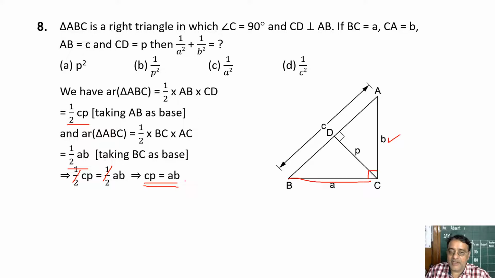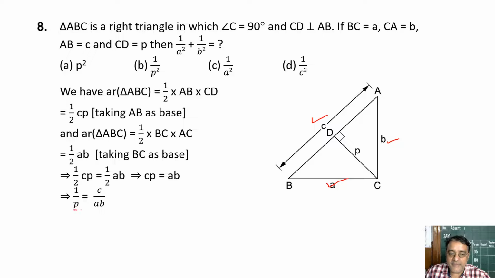Now take the reciprocal. 1 upon p, what will it be? 1 upon p. If you take 1 upon p, you will get c upon ab. This is clear? Yes, sir. Okay. Now you apply Pythagoras theorem. Then you tell me what is c square. C is the hypotenuse. a square plus b square. Very good. a square plus b square.